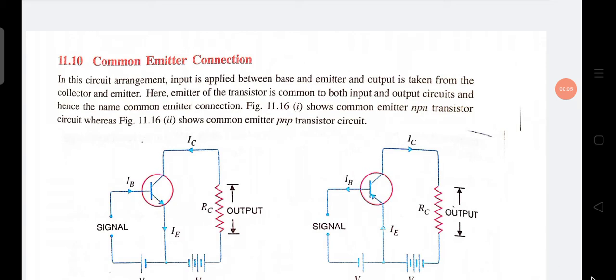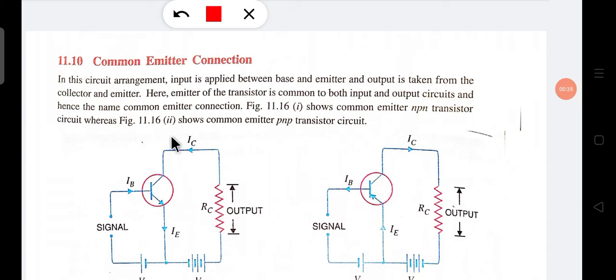Let's start today's class. Today we are going to study the common emitter connection of a transistor. In the previous class we studied the common base connection of a transistor. Today we study the common emitter connection. In this circuit arrangement, common emitter means the emitter is common here.